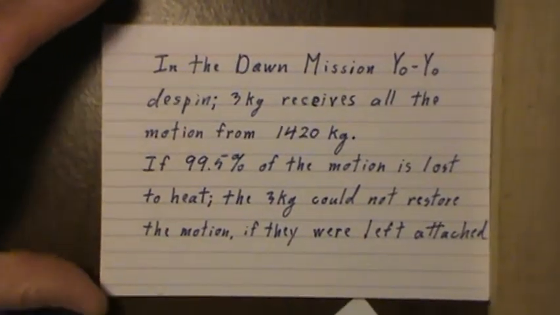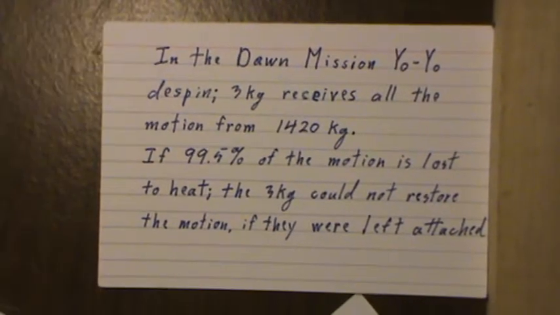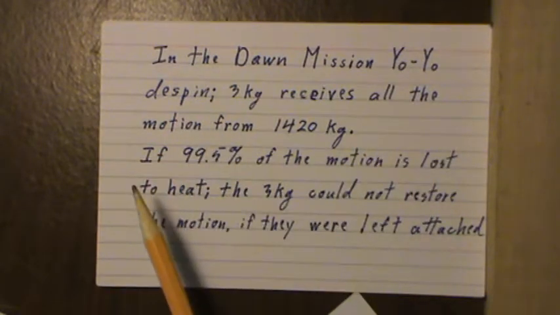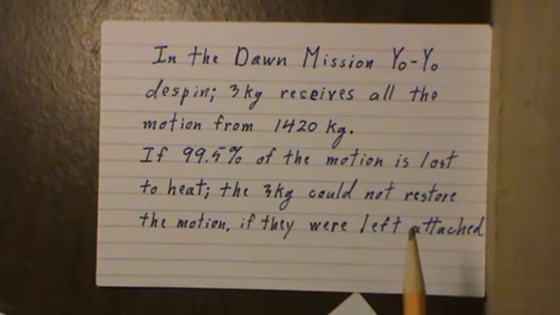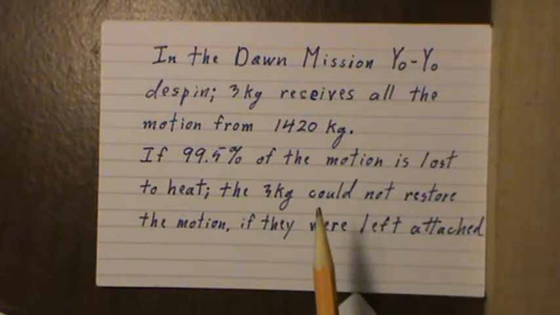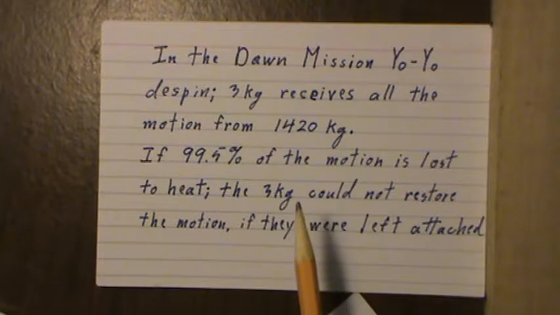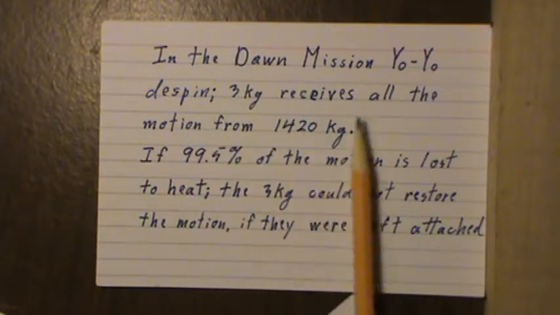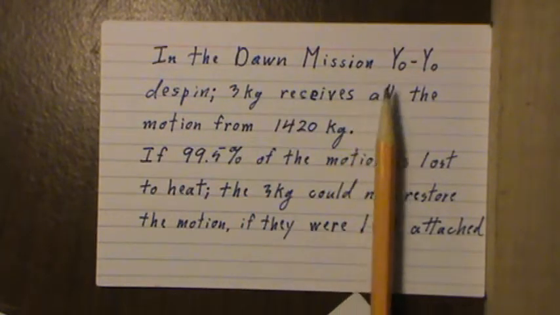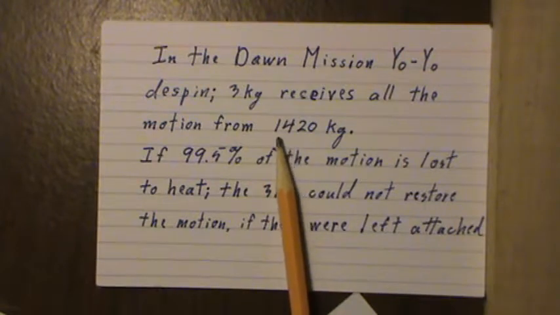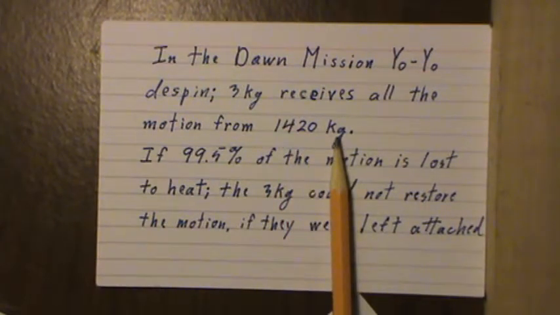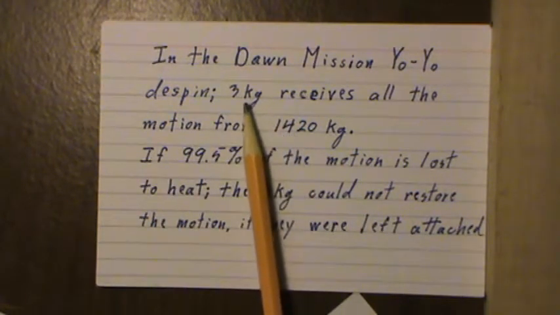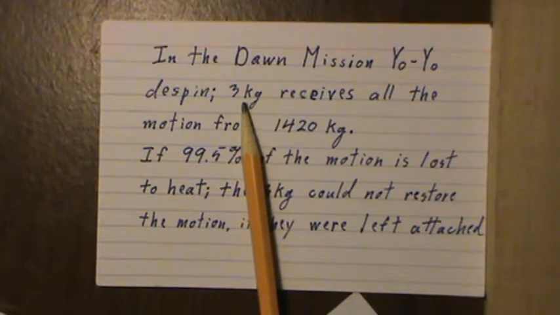Now we're going to check this out by doing an experiment. And the experiment is very similar to the Dawn mission experiment that NASA conducted. Now they did not conduct this as an experiment. They were stopping the spin of the satellite so that it could launch the satellite into orbit. But you can find this on the internet. It's quite interesting. But the Dawn mission yo-yo despin device stopped a 1,420 kilogram satellite from spinning by using 3 kilogram masses on the end of cables.